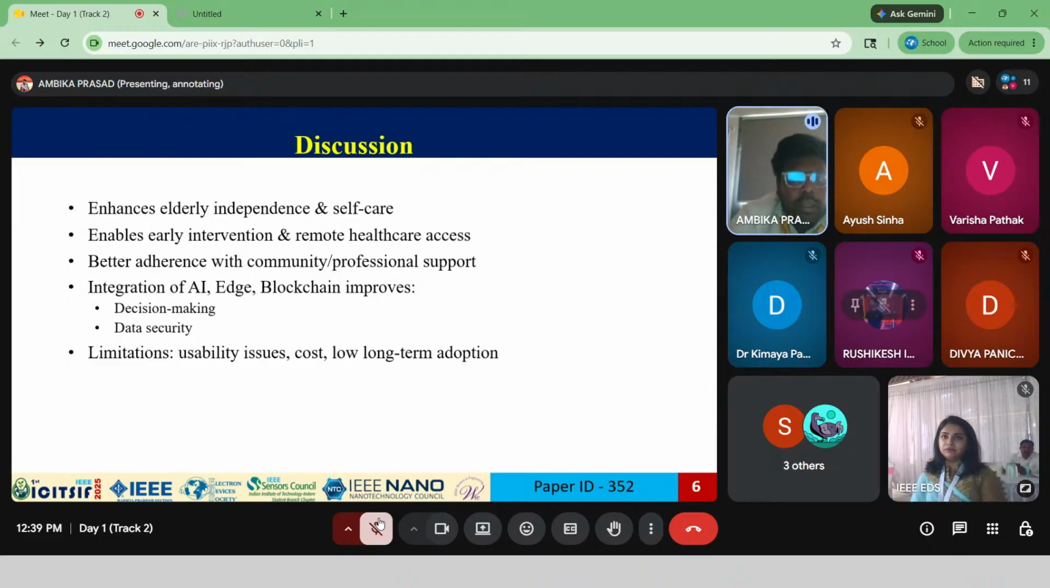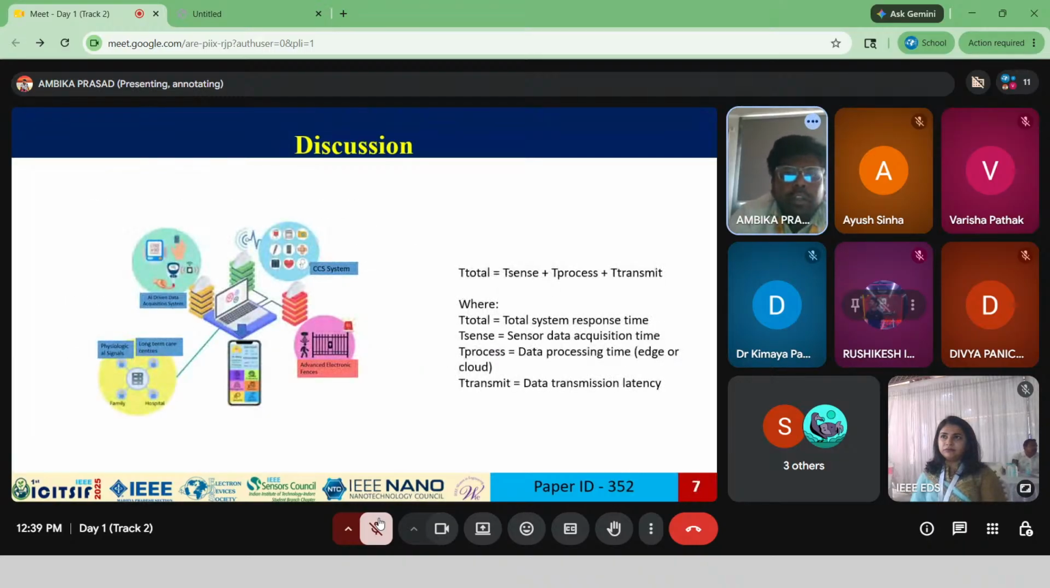Usually, the learning of using such healthcare wearable devices or Internet of Things is also a part of the limitation that we are facing nowadays. So we can see that this is the structure of our healthcare system. What are the physiological signals and long-term care centers?